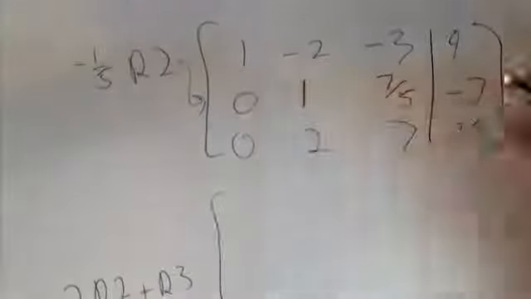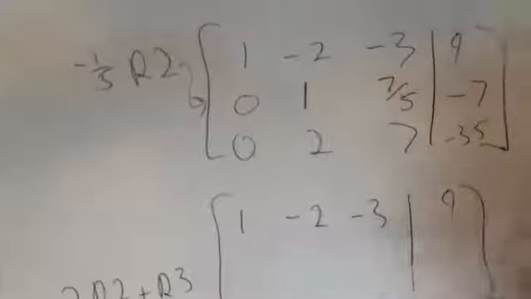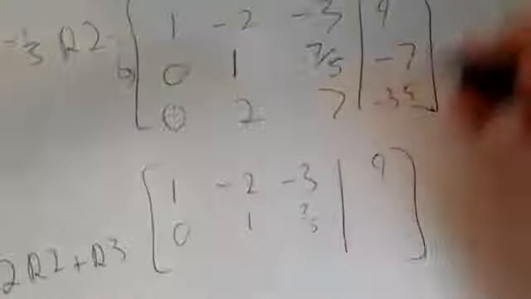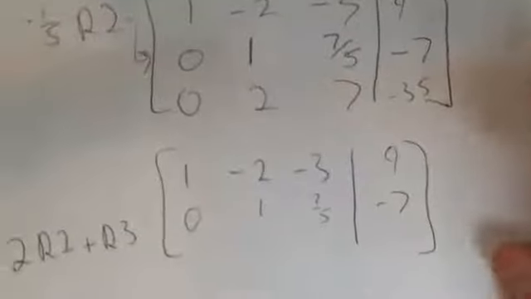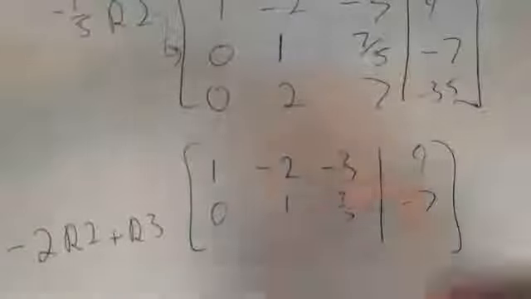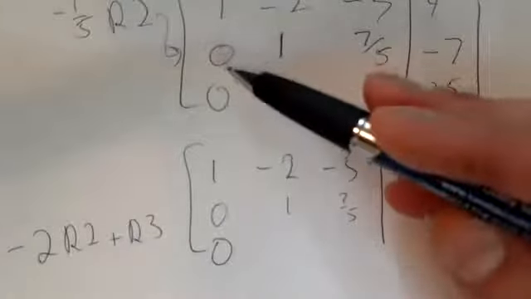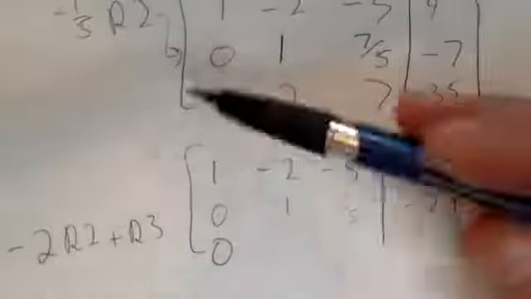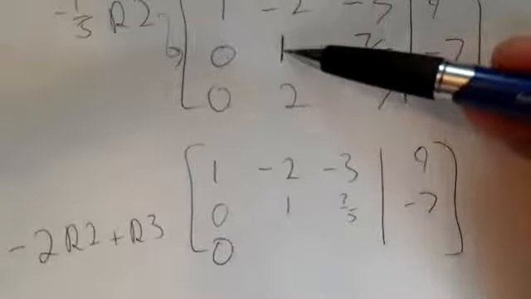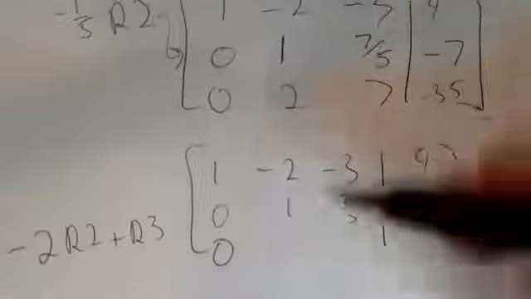So everything else is staying the same. 1, minus 2, minus 3. We're skipping with the 9. 0, 1, 7/5, and minus 7. And now we're doing minus 2 times 1. Let me throw this 0 down. Okay, that 0 is coming down. We're doing minus, well, I guess I could do it here, right? Minus 2 times 0 plus 0 is going to give me 0 here. Minus 2 times 1 plus 2 is going to give me 0 here.